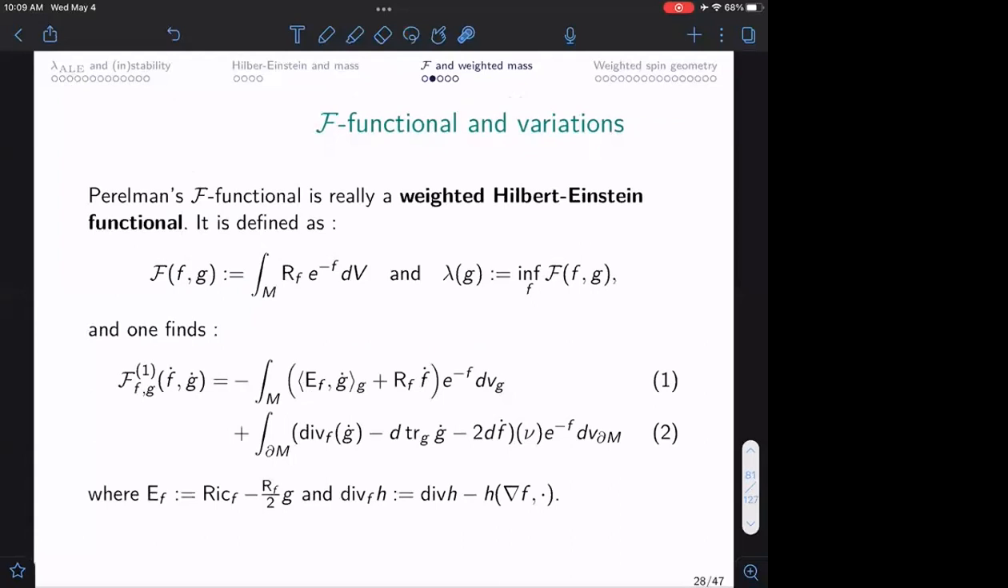But you can play the same game as for the Hilbert-Einstein functional and linearize at a given metric, and you obtain the same kind of term, this Einstein tensor, the weighted one; weighted Ricci curvature and weighted scalar curvature appear. That's the first hint that weighted scalar curvature is also the right one. This tensor is also divergence free, so it has all of the usual properties. But in the boundary term, you have two differences. The first one is that you use some weighted divergence, and you have this additional term here.